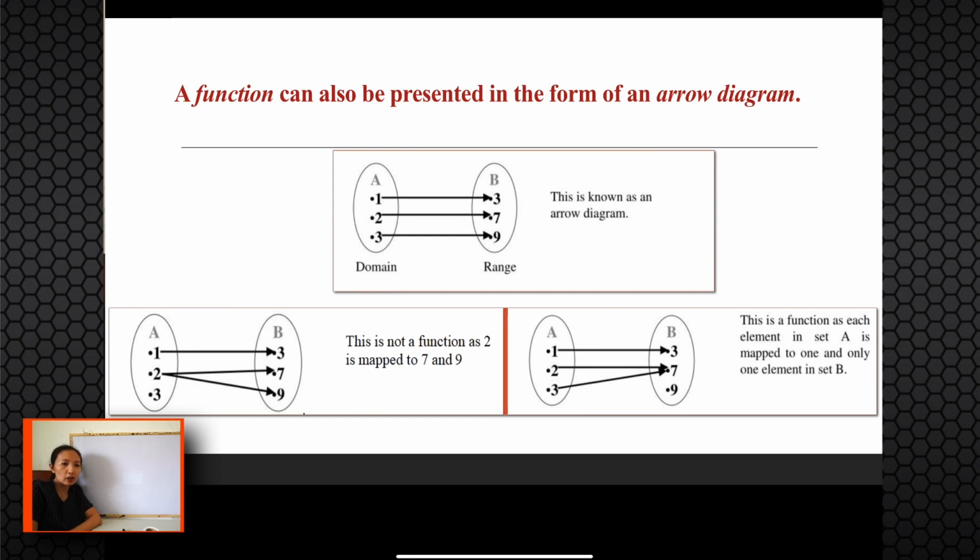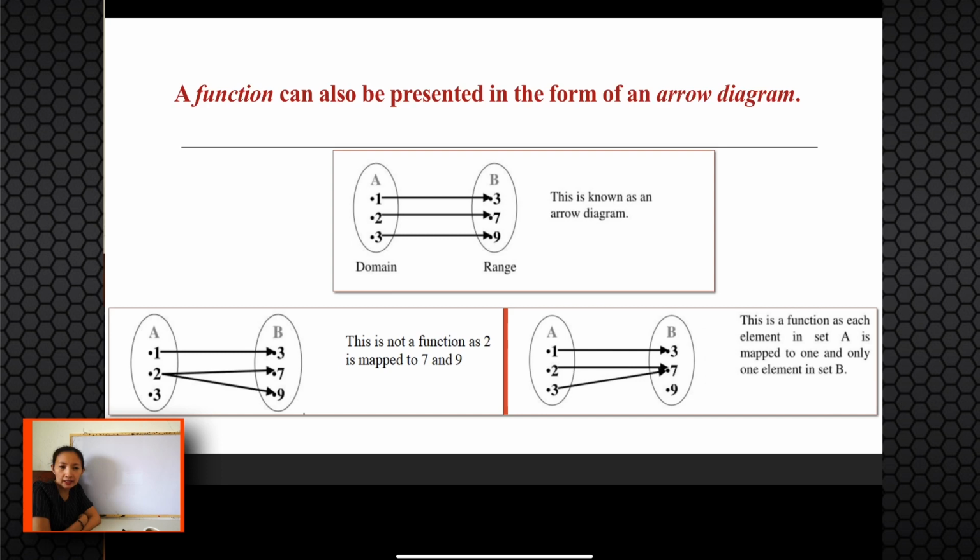So a function can also be presented in the form of an arrow diagram, just like what we have here on your screen. This is an example of an arrow diagram. Okay, showing your domain, each element of the domain mapped to a specific element in the range. For instance, the first figure would show negative 1 is mapped to 3, negative 2 is mapped to 7, negative 3 is mapped to 9. Now, looking into the second mapping.